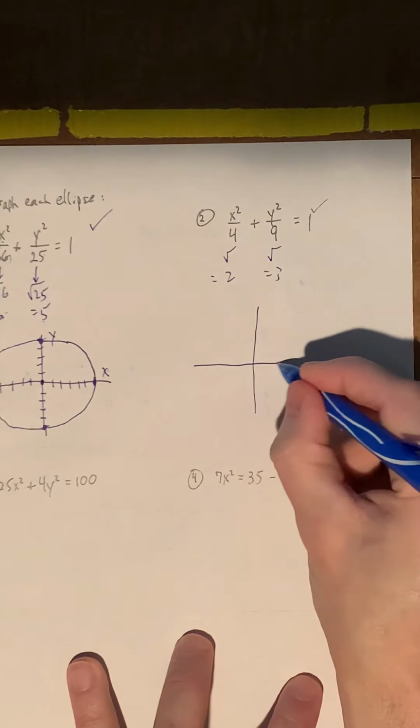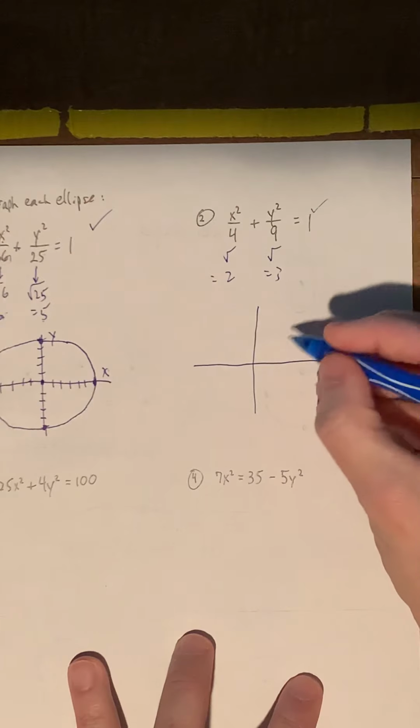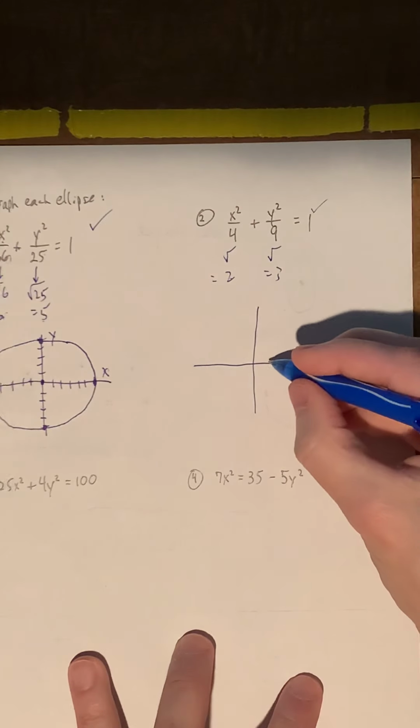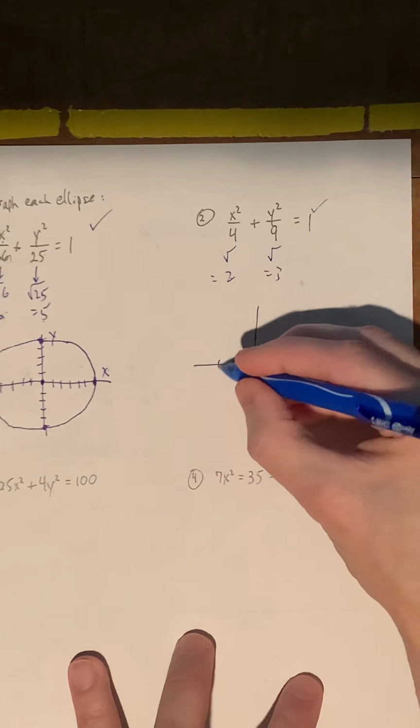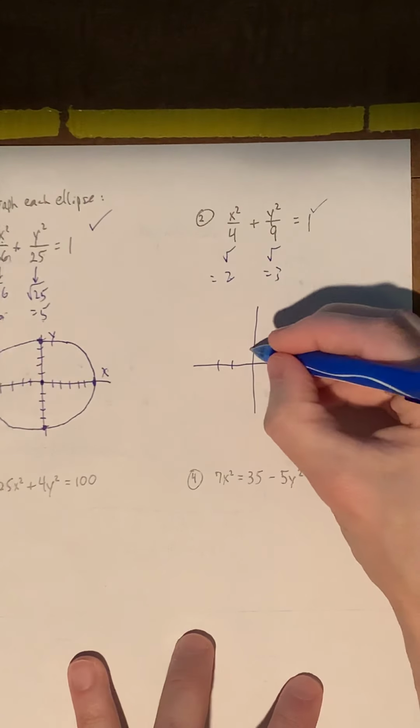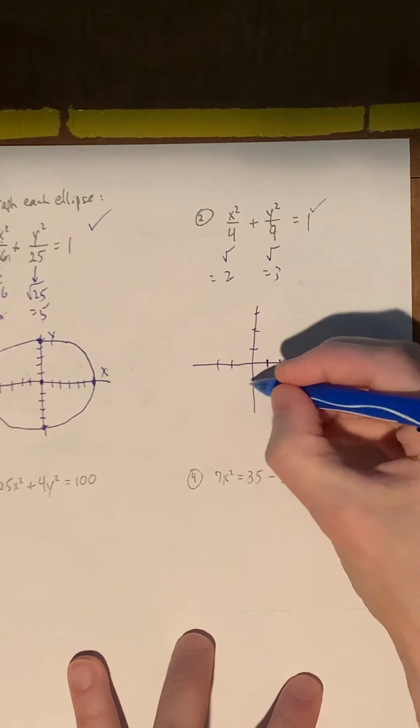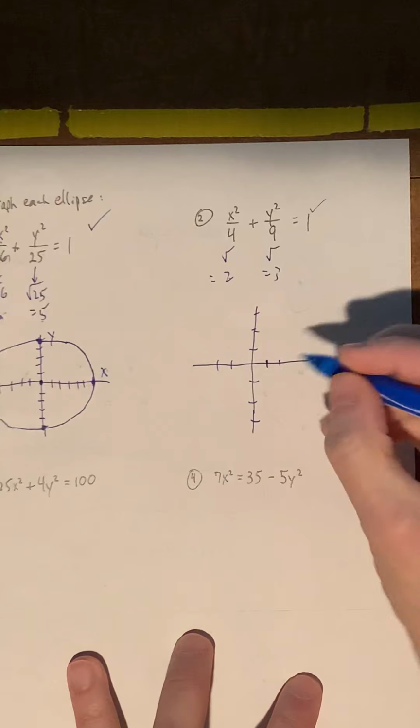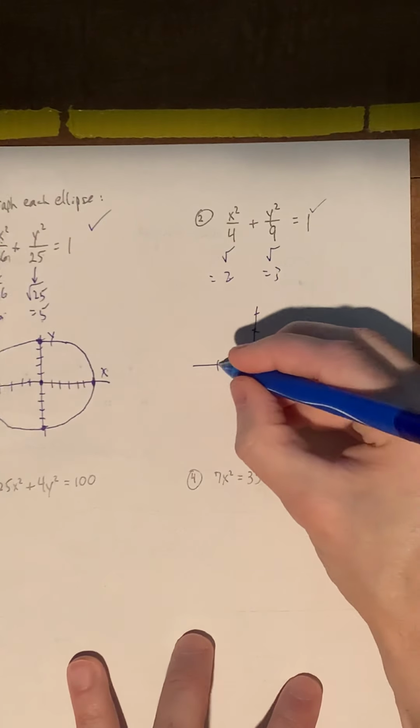And we can make our ellipse. So we need, in the x direction, go to 2 at least. In the y direction, 3. And you can put your points.